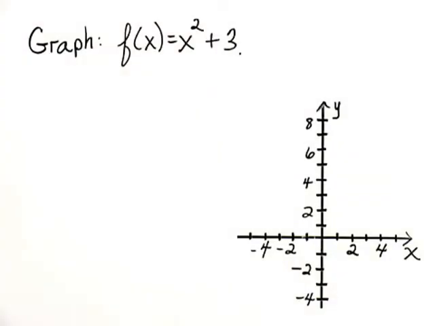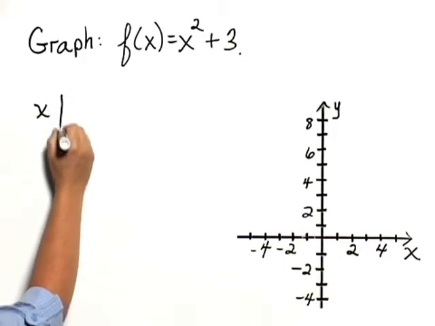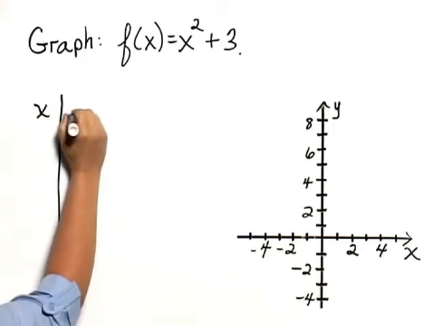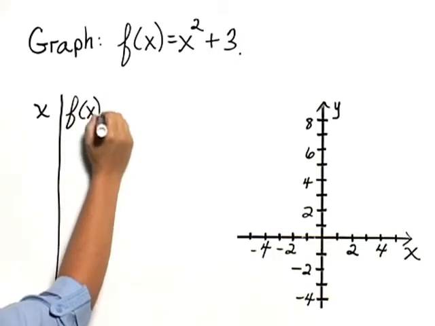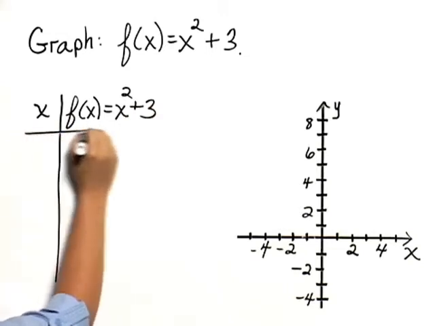Graph f of x equals x squared plus 3. In order to graph this function, we'll find some points that would be on the graph. So we'll make a chart, and we'll have values of x and the corresponding values of f of x, which equals x squared plus 3.